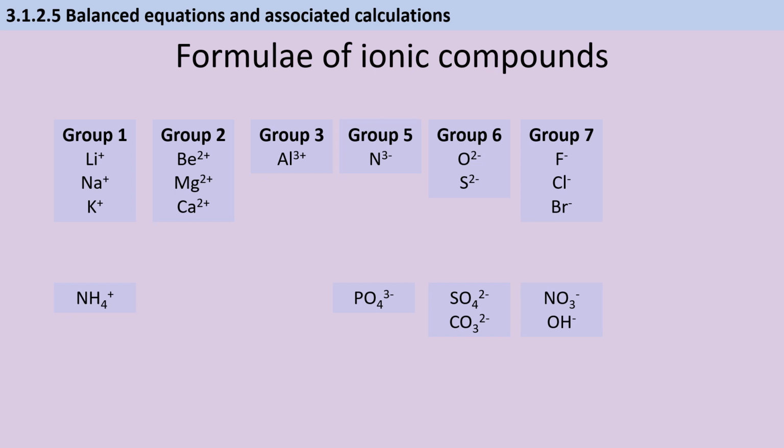Now, for any of these, remember, if we're making an overall compound, it needs to have overall no charge. So what you need to do is look for a way to make the positives and negatives balance, and we do that by looking for the lowest common multiple.